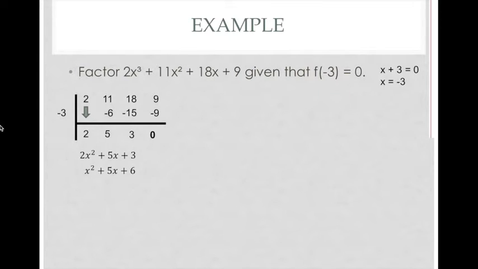First I need to multiply a times c. I get 6. Now I need to find two numbers that multiply together to equal 6 but add together to equal 5. So 2 and 3. So x plus 2 and x plus 3. Then we bring down our a. Then we simplify and bring 2 out to the front.